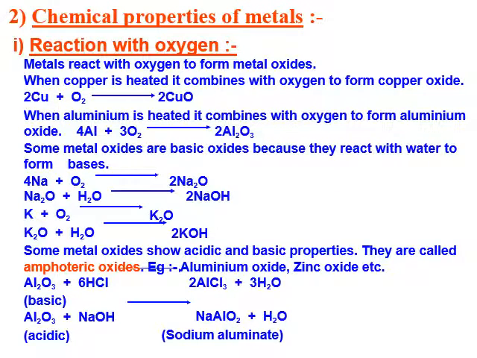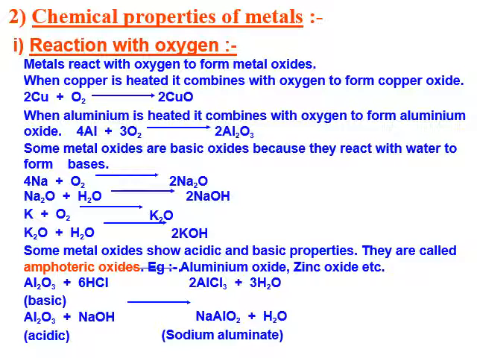Chemical properties of metals. Reaction with oxygen. Metals react with oxygen to form metal oxides. For example, when copper is heated, it combines with oxygen to form copper oxide. You can write the reaction as 2Cu + O2 gives 2CuO, 2 molecules of copper oxide. Likewise, when aluminium is heated, it combines with oxygen to form aluminium oxide: 4Al + 3O2 gives 2Al2O3.